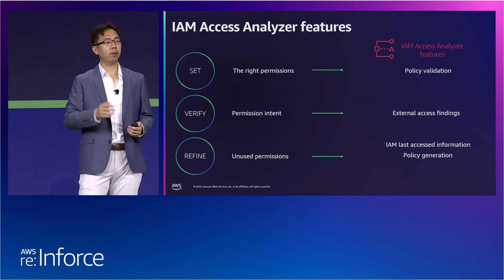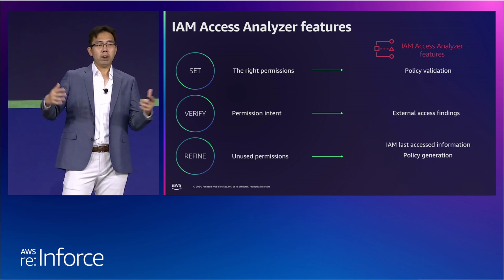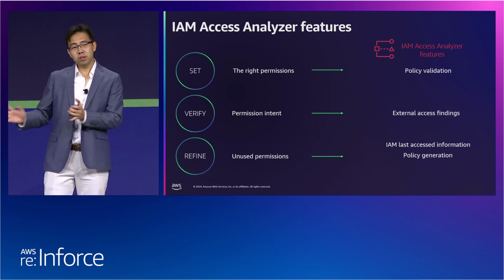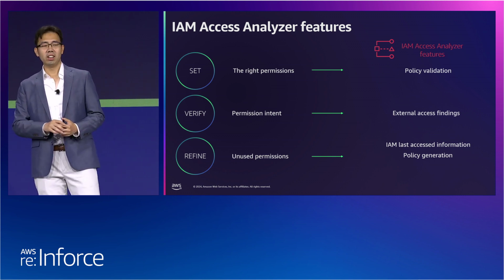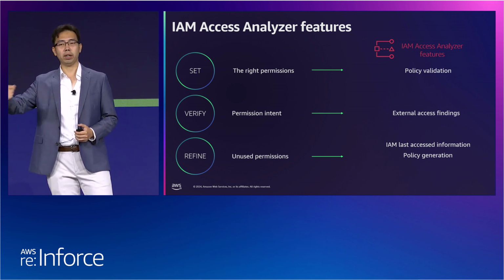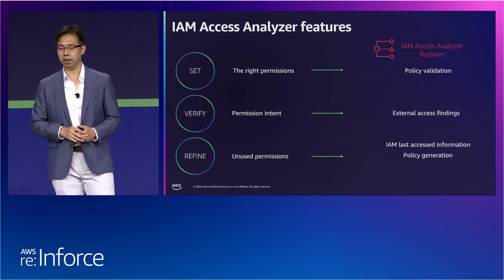So we have external access findings. You probably write a lot of resource policies. You probably grant access cross-account and hopefully not too much public access, or none at all. For those, you use external access findings. Access Analyzer does the legwork of checking those for you and examining if you have any of that.